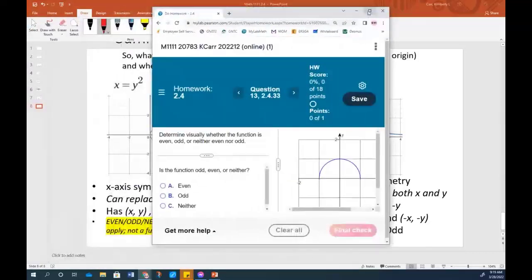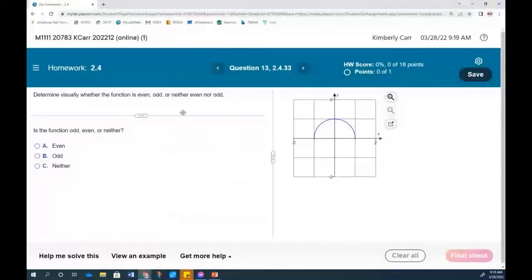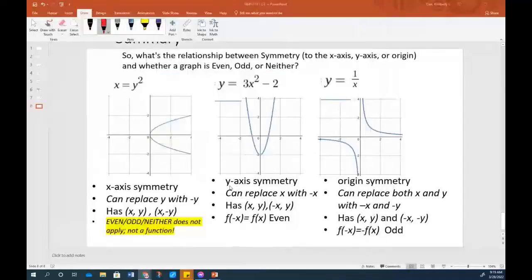Another type of problem they have is determined visually. Is it even, odd, or neither? So they didn't give you an equation. But what I can see here is that this one has symmetry with respect to the y-axis. And so just taking that information, let's go back over and look at the summary slide. If it has y-axis symmetry, it is even. Okay? So again, I think this slide will help you a lot. And you just get in touch with me if you have any questions along the way.